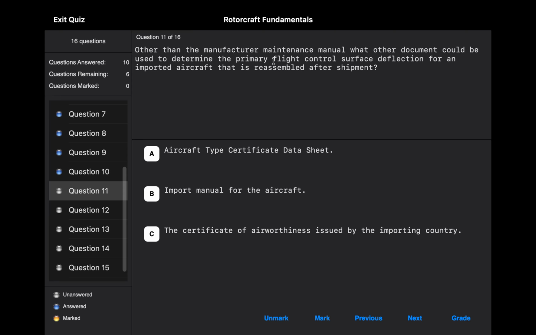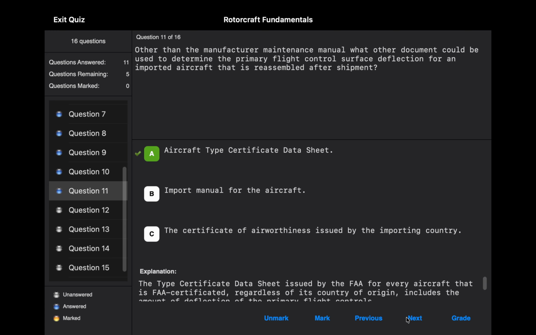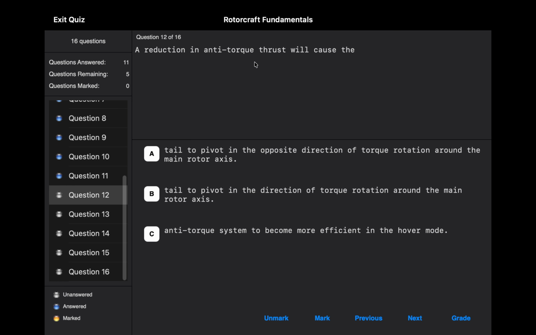Other than the manufacturer maintenance manual, what other documents could be used to determine the primary flight control surface deflection for an imported aircraft that is reassembled after shipment? Aircraft type certificate data sheet. A reduction in anti-torque thrust will cause the tail to pivot in the direction of torque rotation around the main rotor axis.